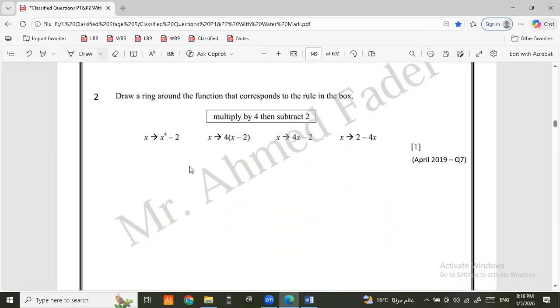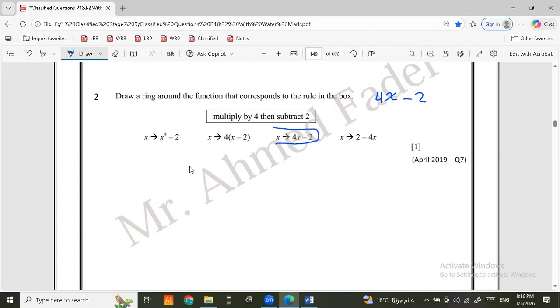Draw a ring around the function that corresponds to the rule in the box. Multiply by 4. So let's think of x. You multiply it by 4, so it's going to be 4x. Then subtract 2. So that's it, 4x minus 2. This one.